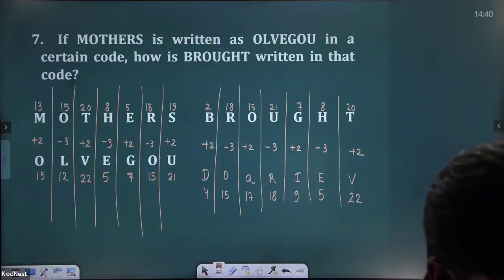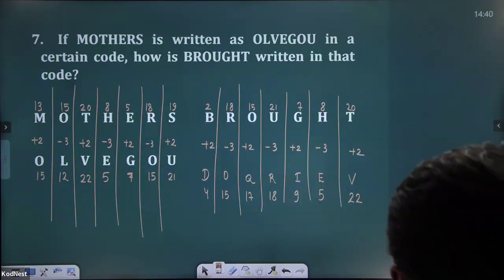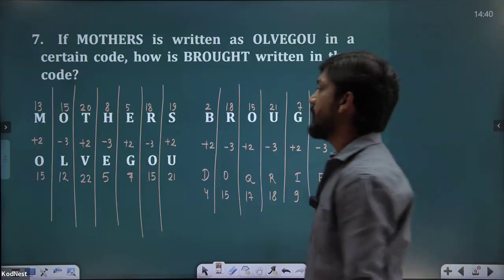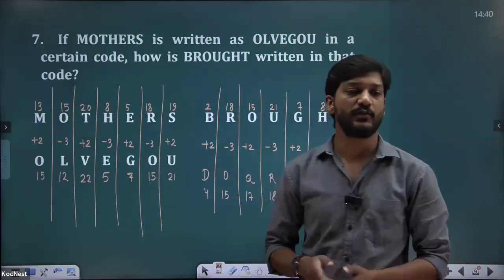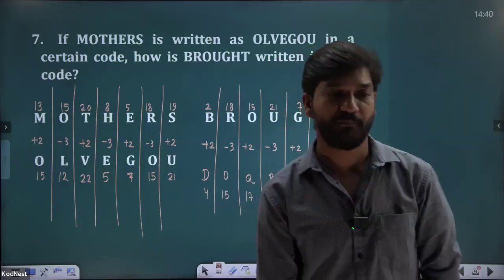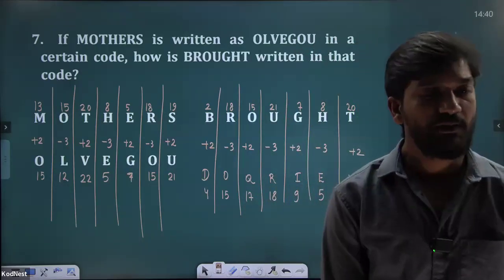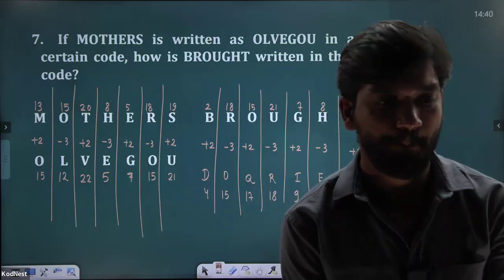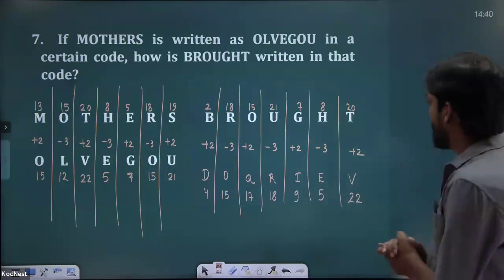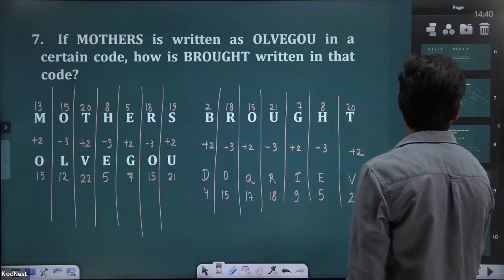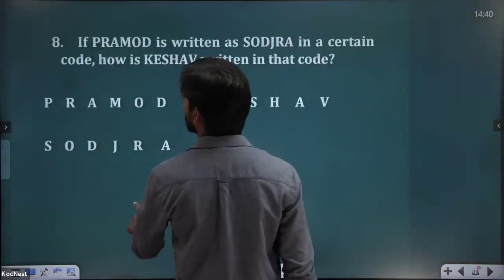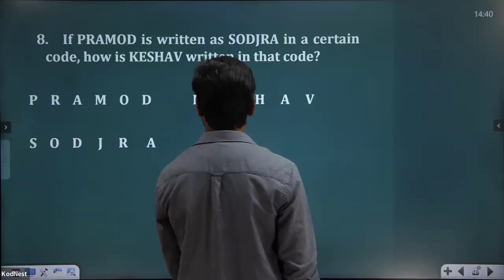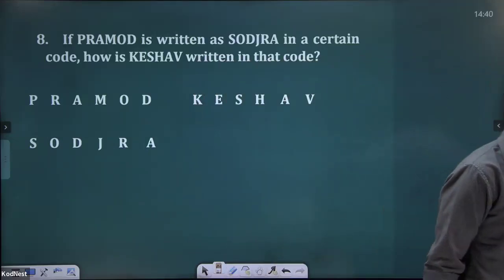Then also, if there is unequal length of the word, then also you have to apply the same. But please remember, you have to start with plus 2. If it is starting with plus 2, you also have to start with plus 2. Okay, unequal length is not an issue. All right, next one. All right, please try this question.